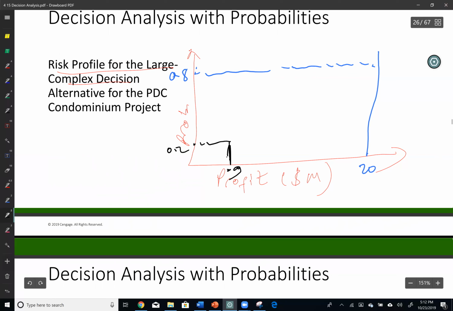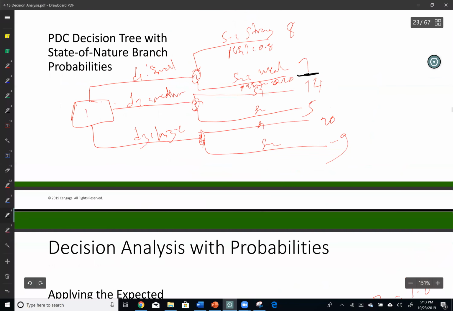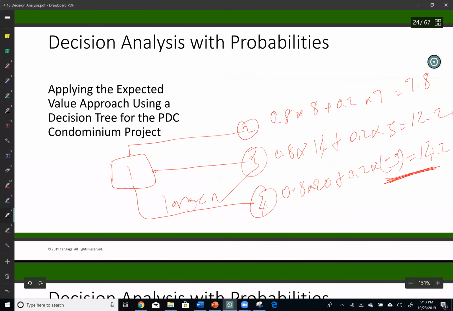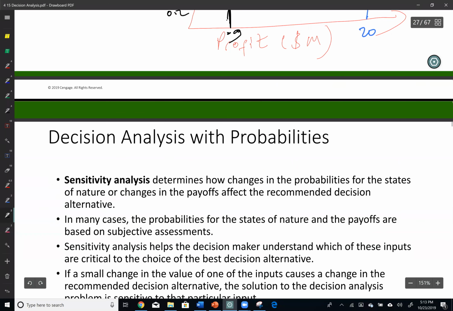So someone may say, hey, this is the best expected value, but I don't want to take that much risk. I would rather take medium, which is at least I'm not going to lose money. I will at least get 7 million worst case. All right. So that's important to understand the risk profile.